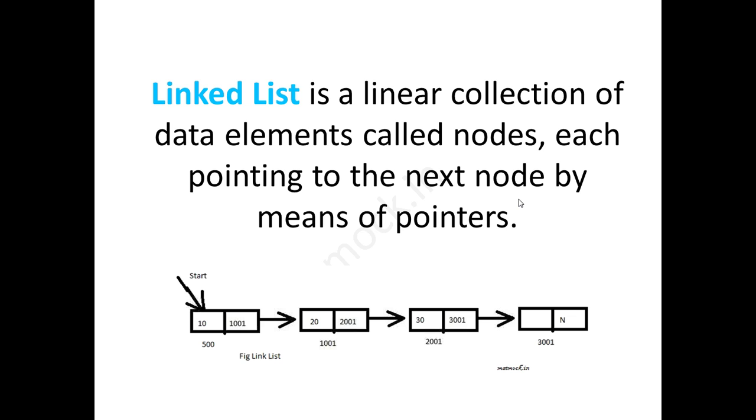First we will see the definition of a linked list. Linked list is a linear collection of data elements called nodes, each pointing to the next node by means of pointers.